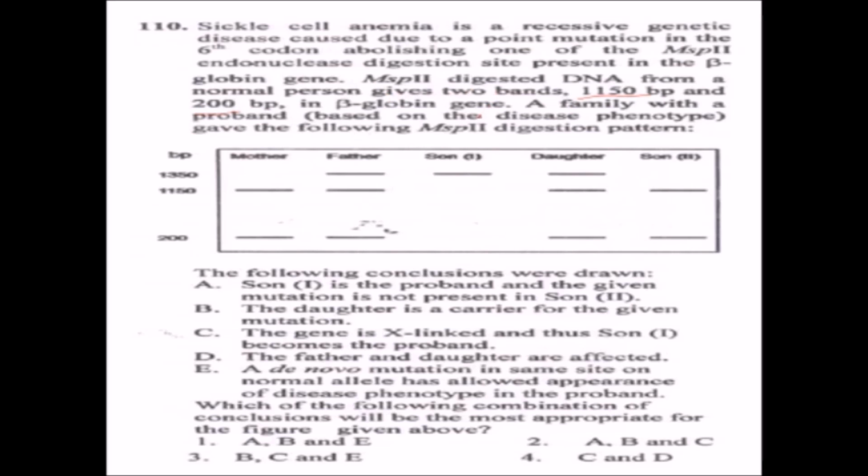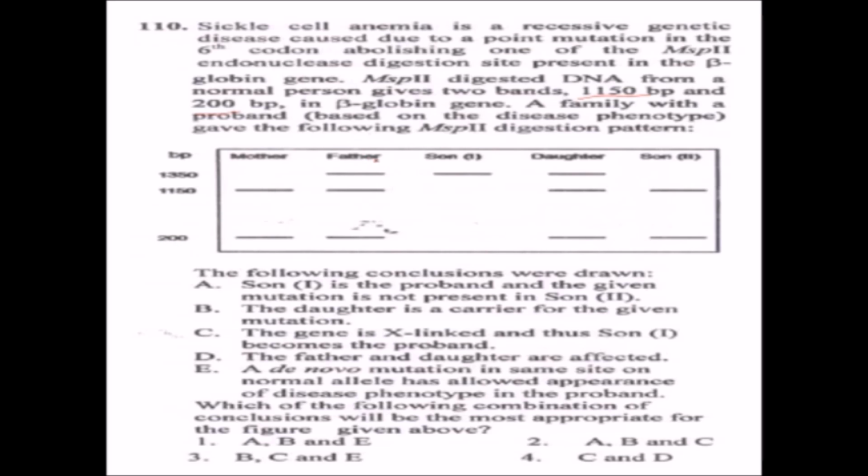In the beta globin gene, a family will be the proband. Based on the disease phenotype, the following MstII digestion pattern is given. In the normal case, we will have two bands, one of 1150 base pairs and the other of 200 base pairs. Likewise, in the mother, we have the 1150 base pair band and the 200 base pair band, so it is the normal case.